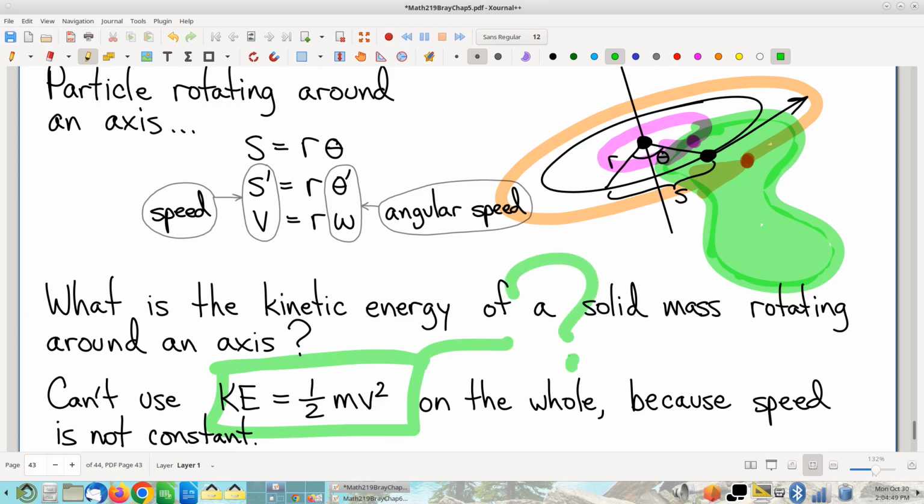So if I wanted to compute the kinetic energy by way of this formula, I've got a problem. What's my velocity? Do I use the purple velocity or the orange velocity? It doesn't make any sense, right? It's really not clear.